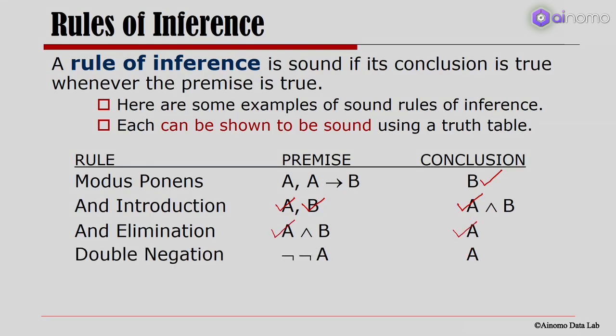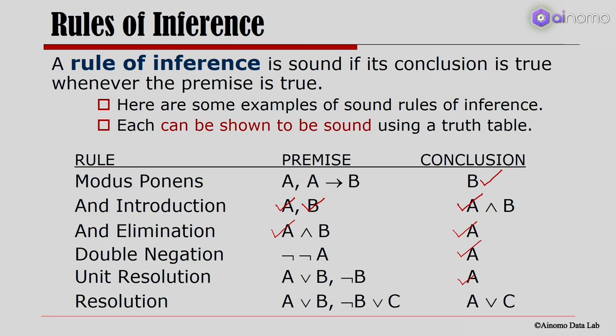We have double negation, which we used a little while ago in the previous slide. The negation of not A is A itself. We have unit resolution, which is A or B and not B gives A. And finally, we have a very important rule of inference, the resolution, which is A or B, not B or C, leading to A or C.